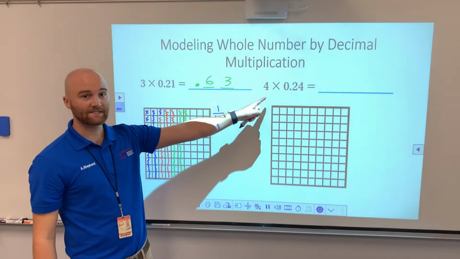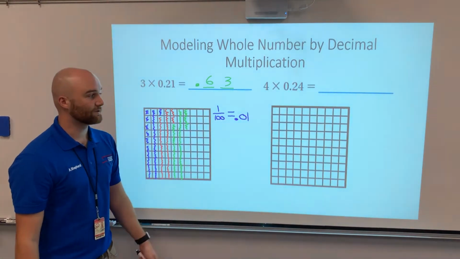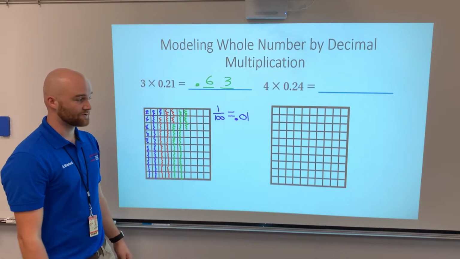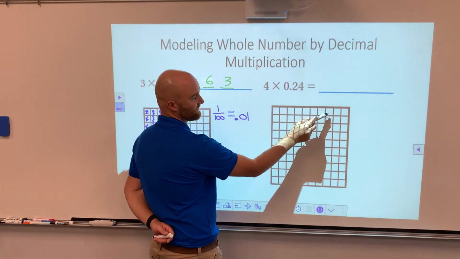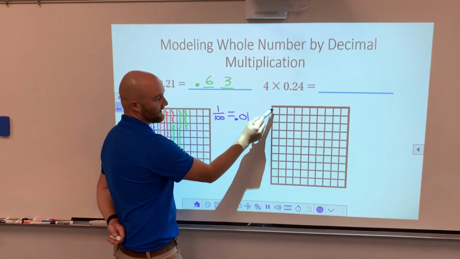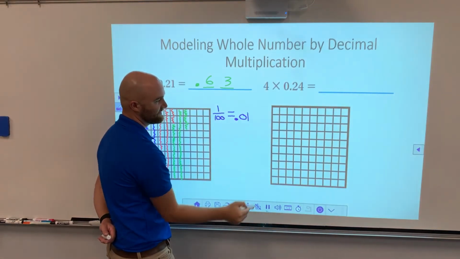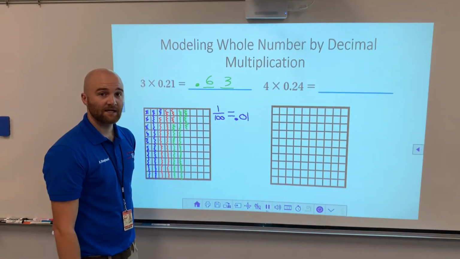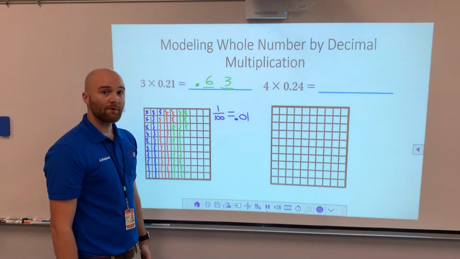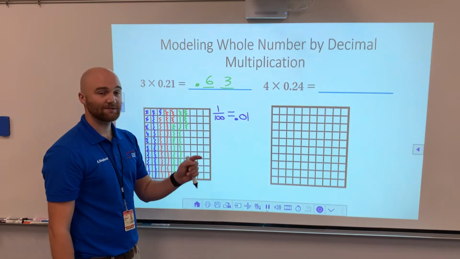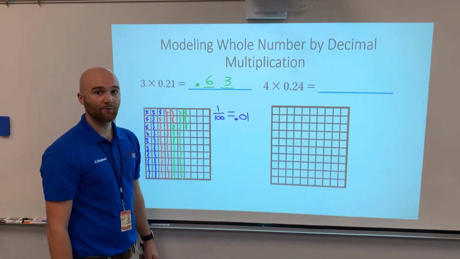On this problem, it says I want 4 times 24 hundredths. The first thing I'm going to do is check and make sure I have a hundredths grid. 1, 2, 3, 4, 5, 6, 7, 8, 9, 10 by 1, 2, 3, 4, 5, 6, 7, 8, 9, 10. Yes, it's a 10 by 10, which means that each individual one of those squares is one part out of 100 baby squares that make the whole. So each baby square is 1/100th.